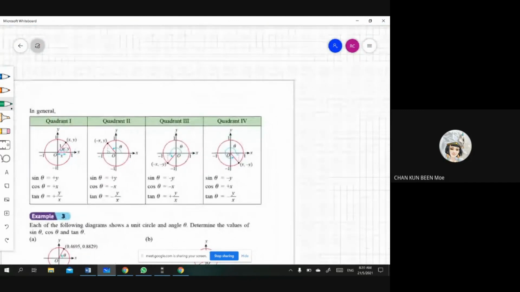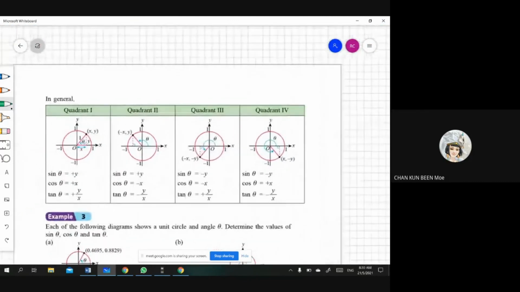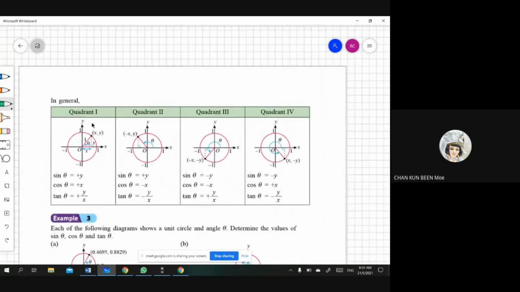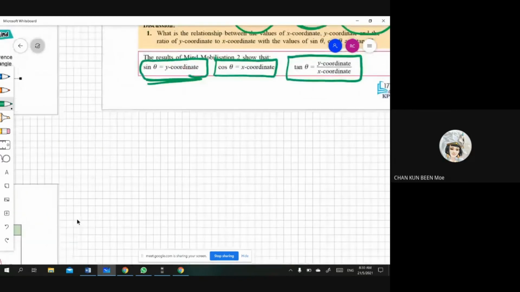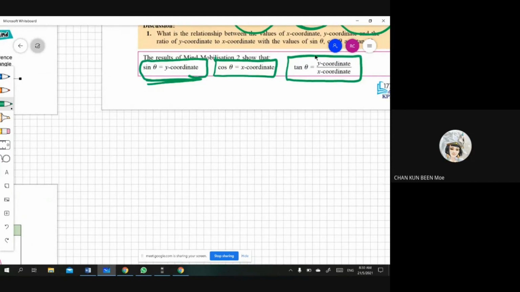Okay, so in general, you can see here, quadrant 1, quadrant 2, quadrant 3, quadrant 4. If you're given the coordinate of x and y, we know in quadrant 1 everything is positive: sine, cos, tangent. Therefore, the value of sine theta is positive. Why? Because just now I told you sine is equal to the y coordinate, cos is equal to the x coordinate, tan is equal to y over x. You've got to memorize this.